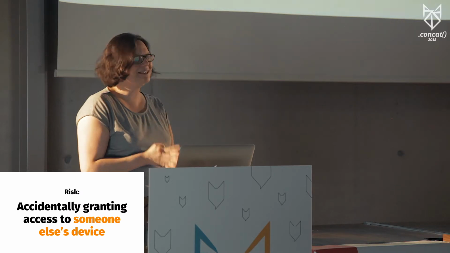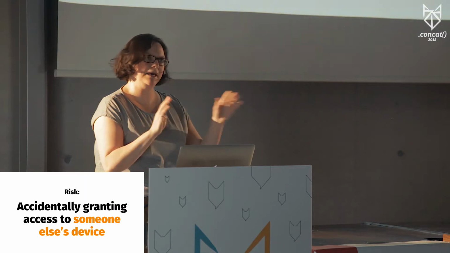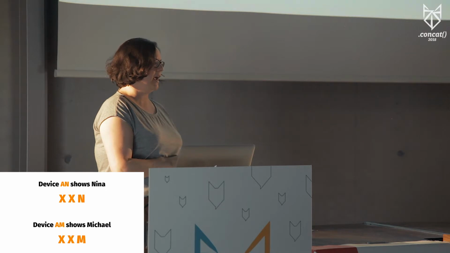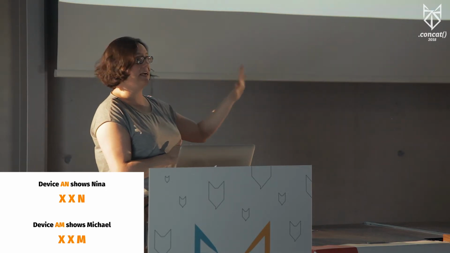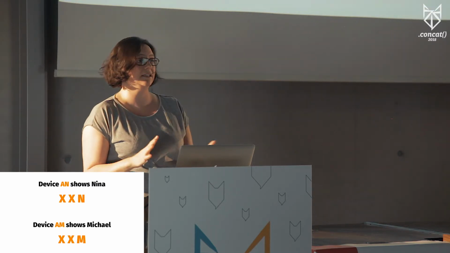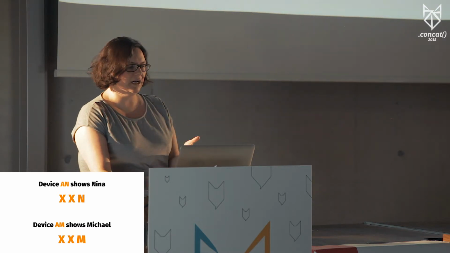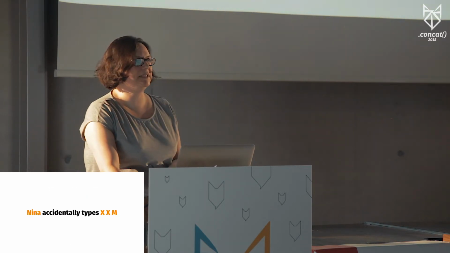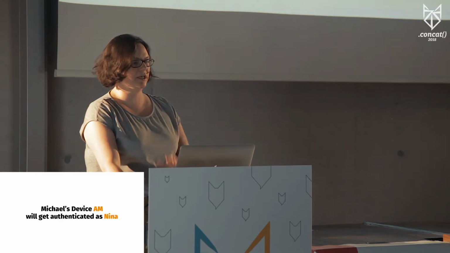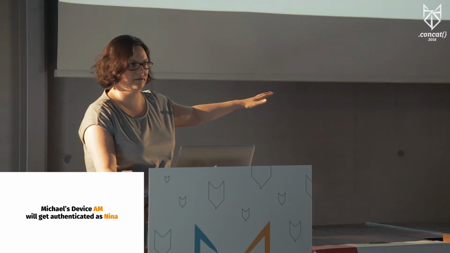Another risk is accidentally granting access to someone else's device. It's best to explain this with an example. We have one device, let's call it AN, and it's going to show Nina this code, XXN. And then somewhere in another country, there's another device, AM, showing Michael, XXM. If Nina accidentally types XXM and confirms it, she has just given her account access to Michael's device.